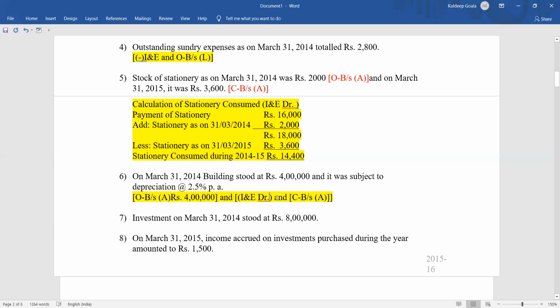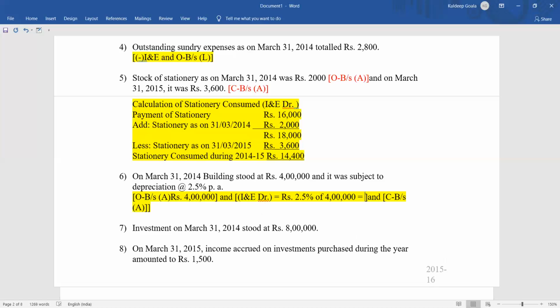So what is the depreciation? We can just see it will be 2.5%. 2.5% of how much? 4 lakh. So that is how much? 2.5%. That means 1% will be 4,000, 2% will be 8,000, and 2.5% is 10,000 rupees. Okay, 10,000 rupees of depreciation will come in the income and expenditure account debit side.